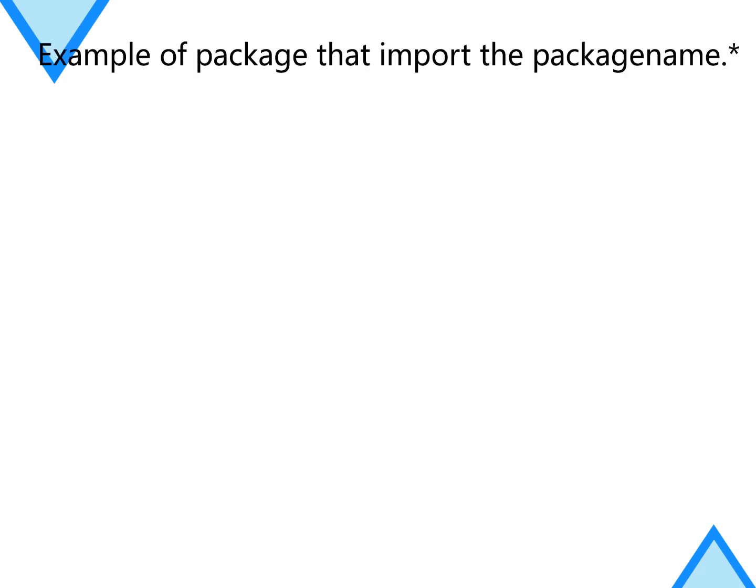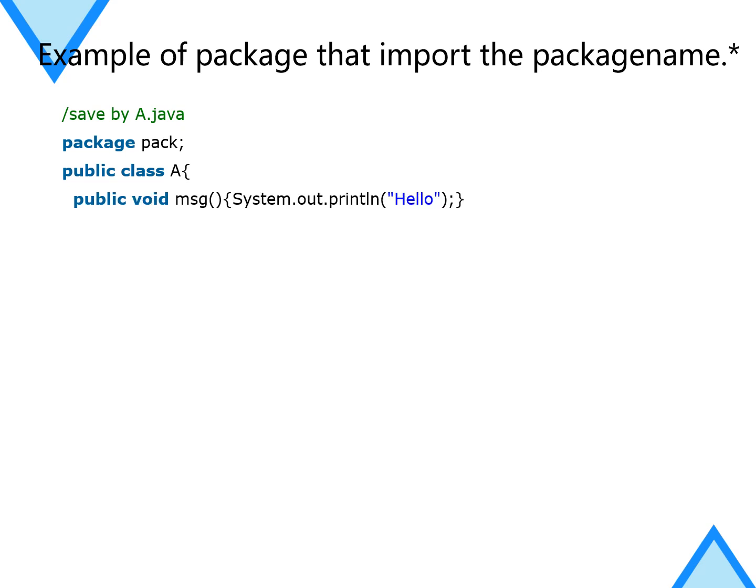Example of a package that imports using the package name dot star. We have a package with the name pack. We have a public class A, and inside the body of the class we write one method, msg, in which we just write a message, hello. You will save the above part as A.java.